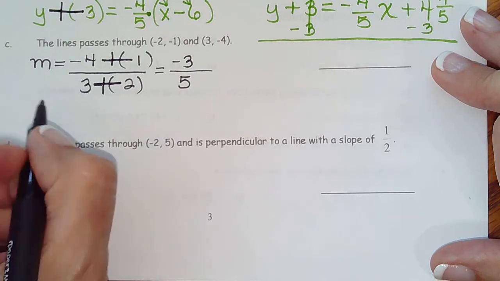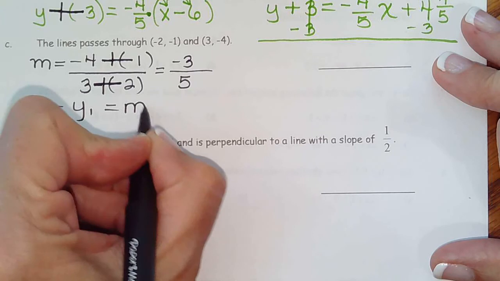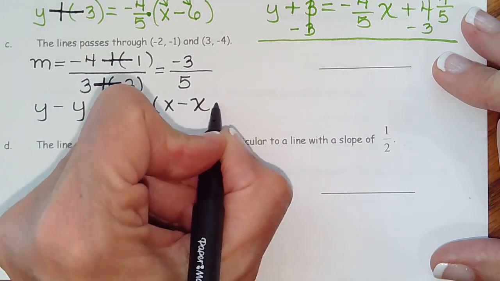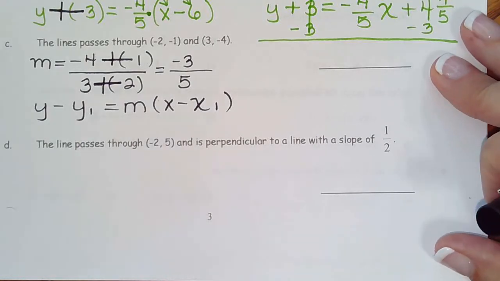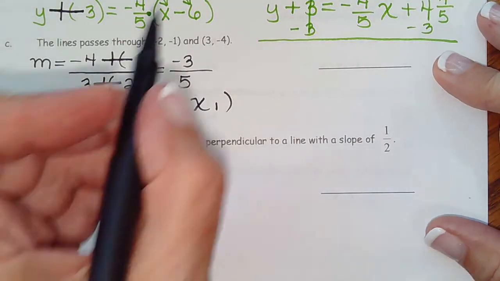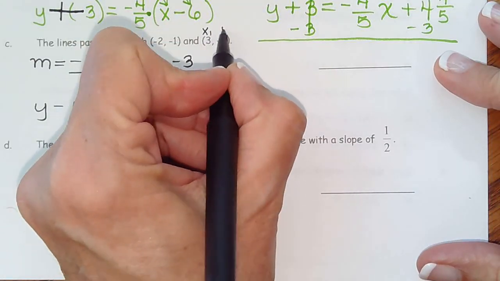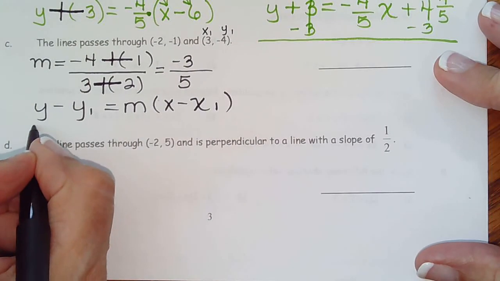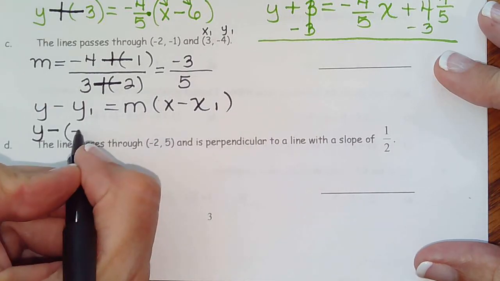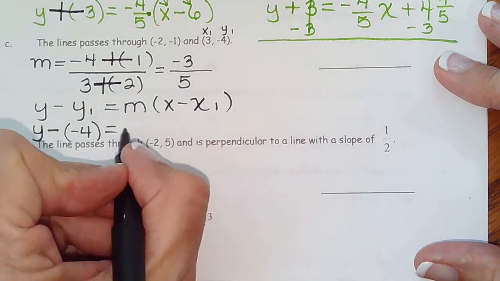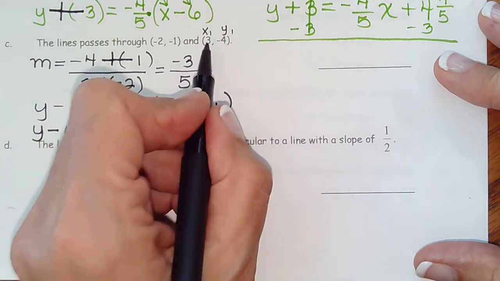We'll go ahead and use this formula again. And then on the next one, we can go back to y equals mx plus b. So we have a couple of each. But if it didn't specify and you wanted to use y equals mx plus b on this one, that's fine. So let's see, which point has the least number of negatives? This one. So I'm going to pick this as my x1 and my y1. So this would be y minus -4 equals m, -3/5, times x minus 3.